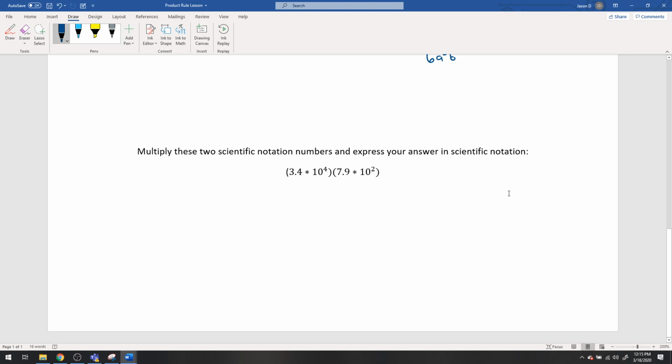The other application we can do of this stuff is scientific notation. With scientific notation, this works because you have 10 to the fourth power and 10 squared in this particular problem. But because 10 is the same base, you're able to actually use the product rule to help you out in multiplying these two scientific notation numbers together. And then at the end, we'll have to express our answer in scientific notation as well. Again, you can pause the video and try this.